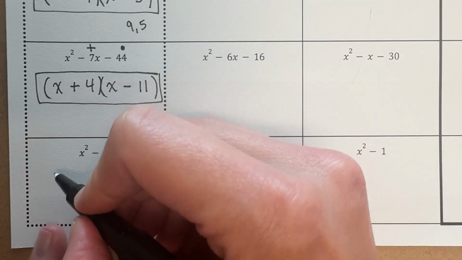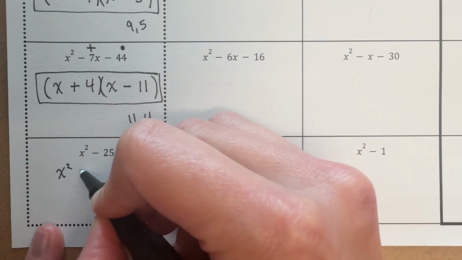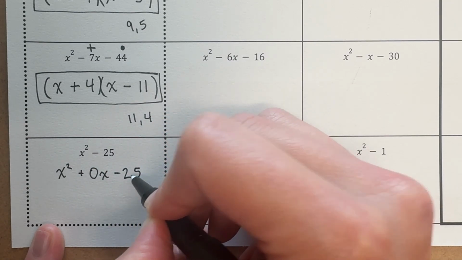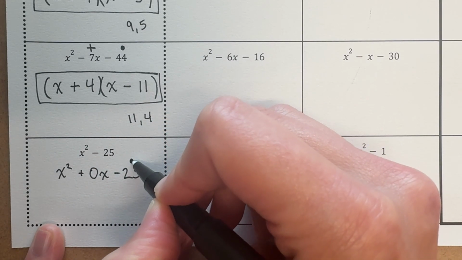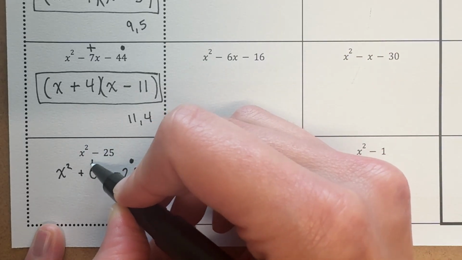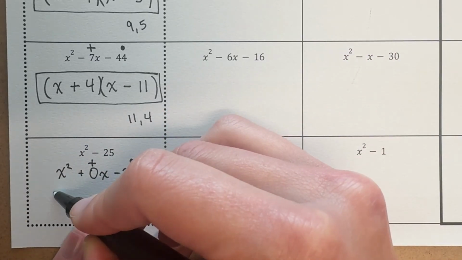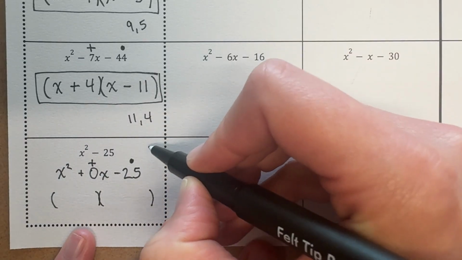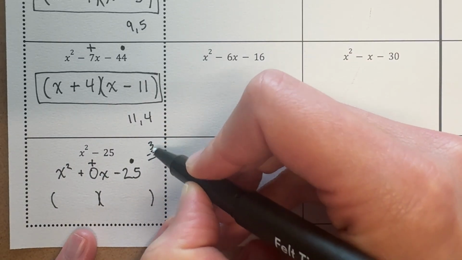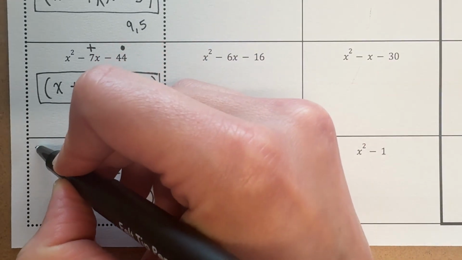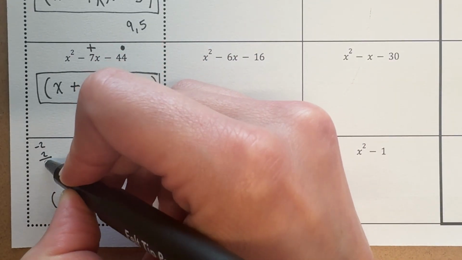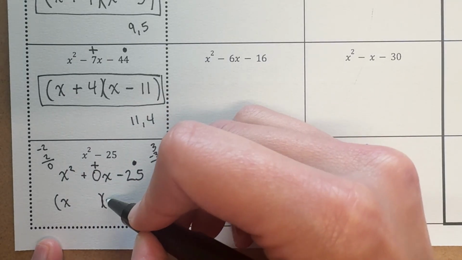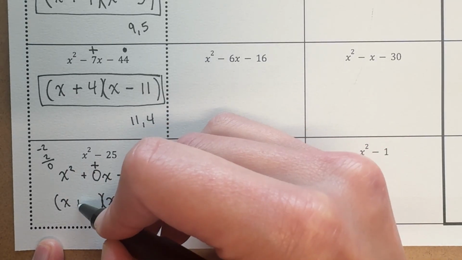On this last row, I'm going to rewrite this as x squared plus 0x minus 25. And then it's the same as what I've been doing. I need two numbers that multiply to negative 25 and add to 0. How can two numbers add to 0? Numbers that add to 0 are like 3 and negative 3. That adds to 0. Or negative 2 and positive 2. That adds to 0.